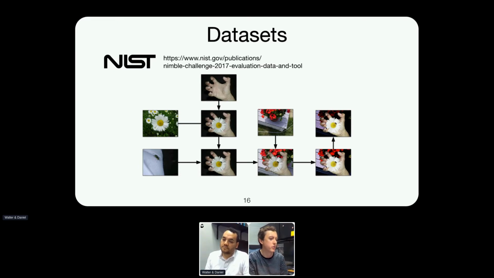But here's what the data are. This was a data set that was not collected in the wild. NIST, in collaboration with some contractors, put it together. So people basically sat down with Photoshop. They took stock images and they created these compositions. What's really nice about this data set is it has ground truth.